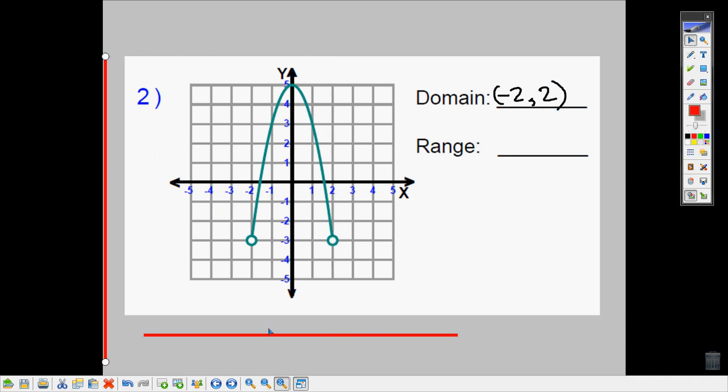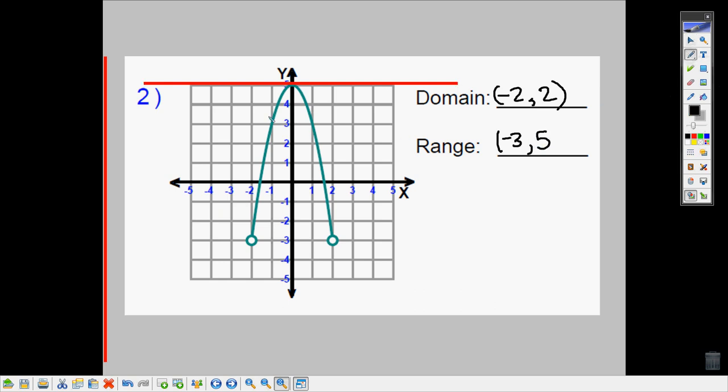Then I'm going to come up from the bottom, the smallest value being -3. Now it hits 2 dots, but both of those are open, and we're going to show that with a parenthesis. Then I'm going to come up until I get to the highest point, which is when y is 5. Now notice that this is a nice smooth curve, no open dots, no gaps, so we're going to show that with a nice included bracket.